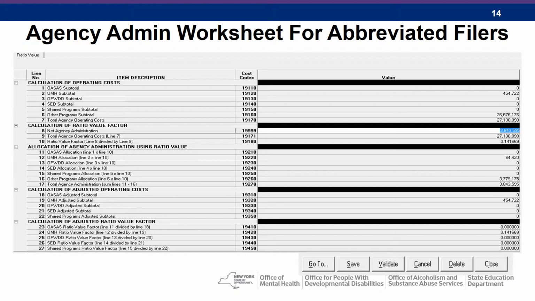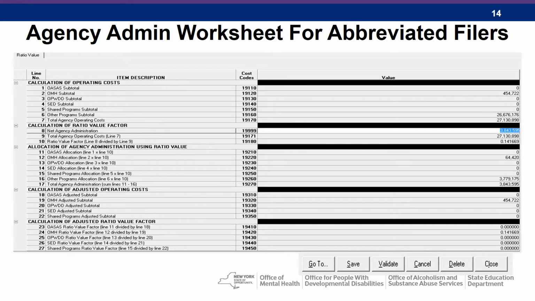This is the Agency Administration Worksheet for abbreviated filers only. Lines 1 through 5 will populate automatically from the specific program costs entered on the DMH1. An entry must be made on line 6, Other Programs Total, if applicable. An entry must be made on line 9, Net Agency Administration. This is the total amount of all agency administration for the provider agency.